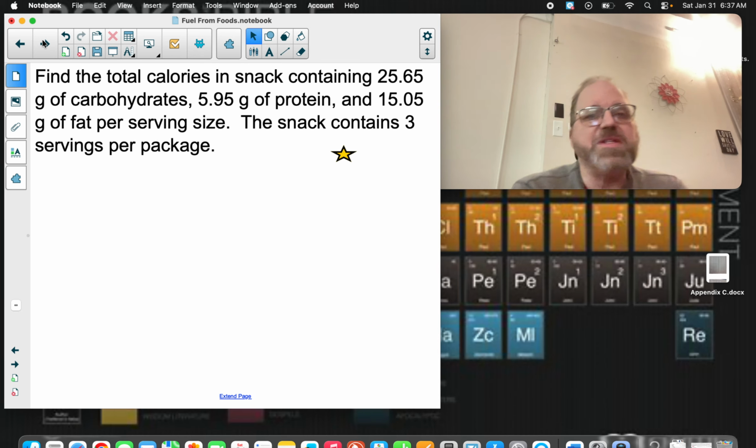Find the total calories in a snack containing 26.65 grams of carbohydrates, 5.95 grams of protein, and 15.05 grams of fat per serving. The snack contains 3 servings per package.